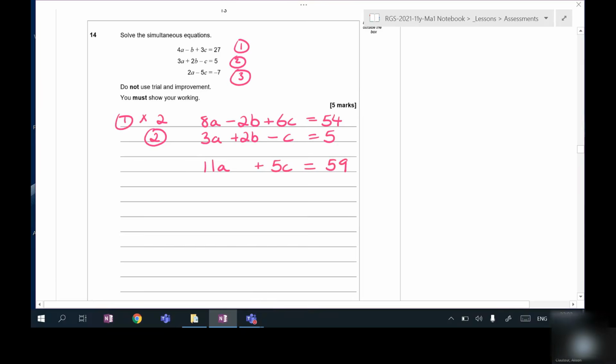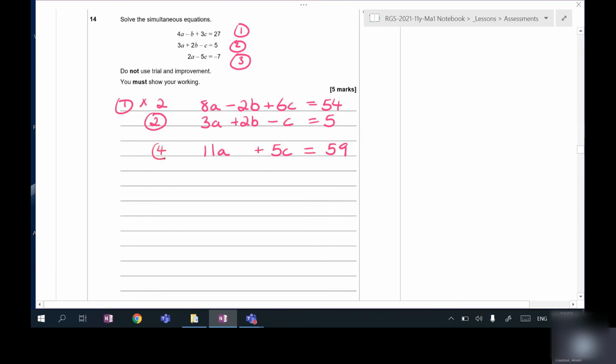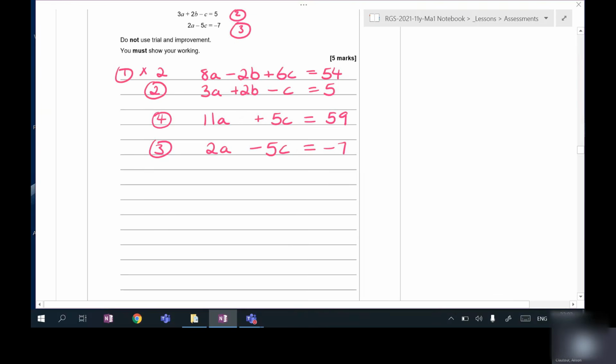I'm going to call this equation 4 because essentially it's a new equation. Equation 3, remember, already didn't have a b in it, so it was just this. Now I've got two simultaneous equations and I can work out a and work out c. So I'm going to add them together to give me 13a equals 52. So therefore a equals 4.